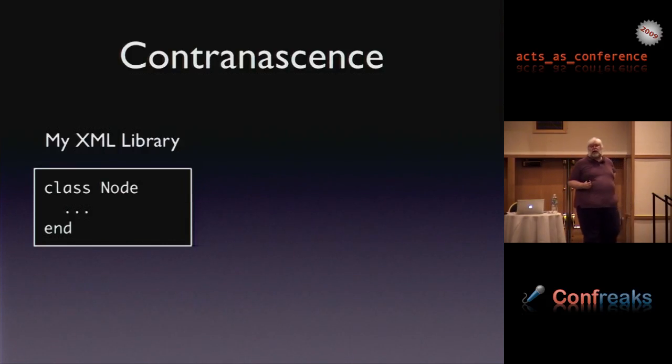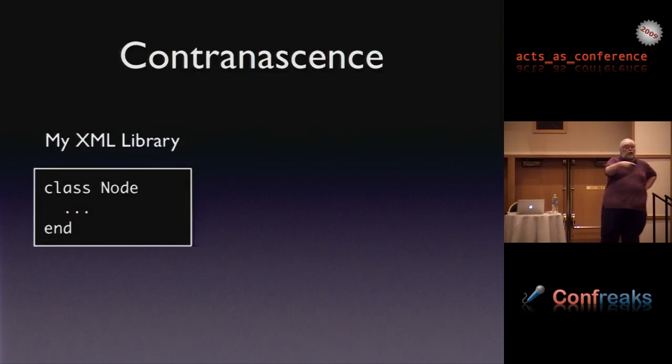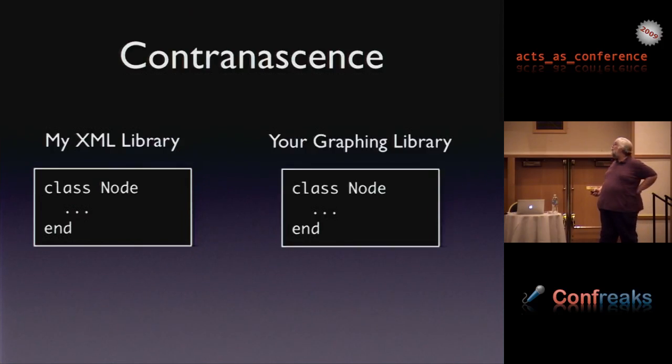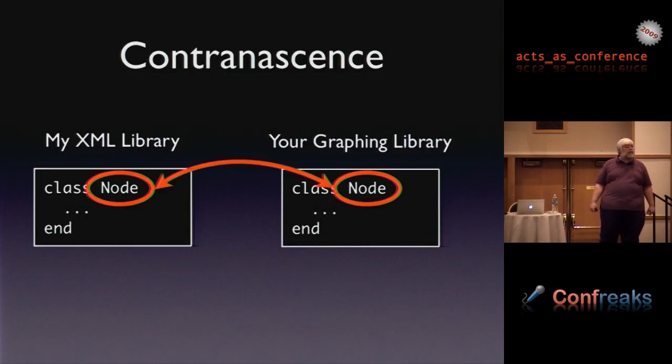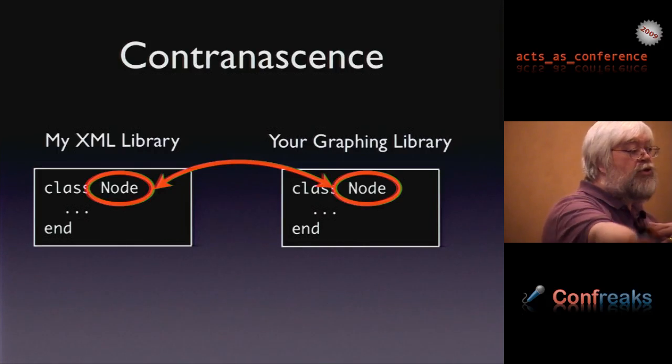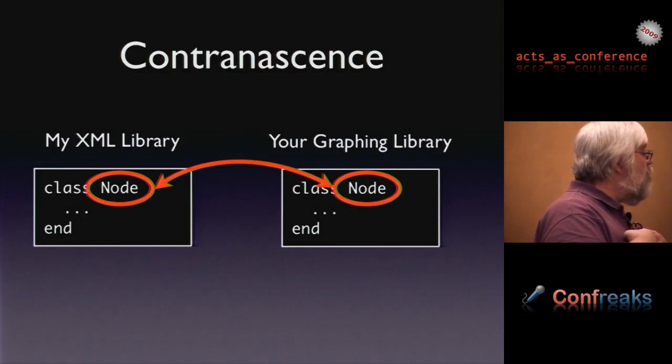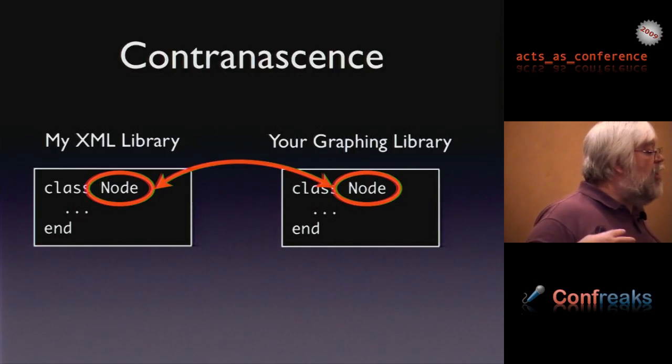Suppose I write an XML library, and I define a class called node. And you're writing a graphing library. And you're going to create a tree-type graph of nodes. And you have a class called node. We have contranascence between our choice of class names. You cannot choose the same class name as I choose, because we're sitting in a global thing and they conflict with one another.